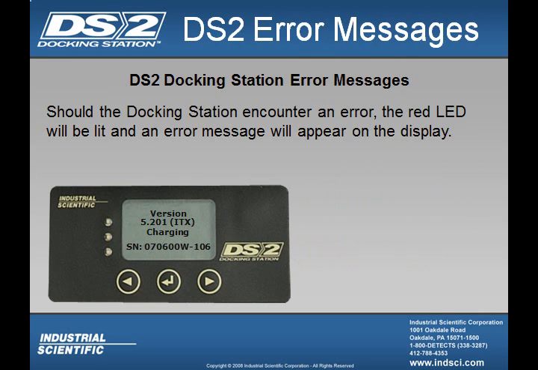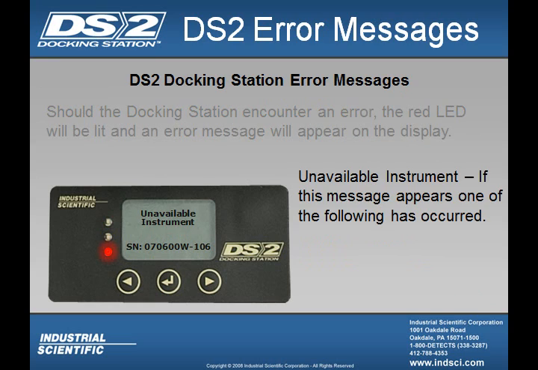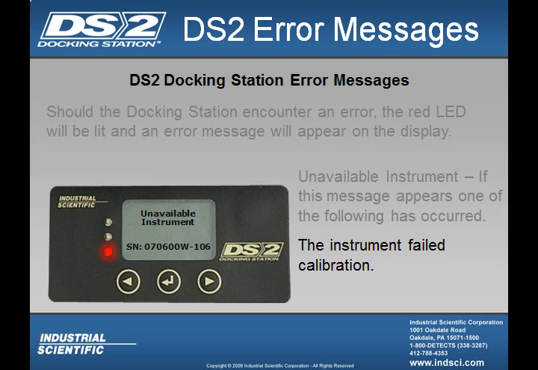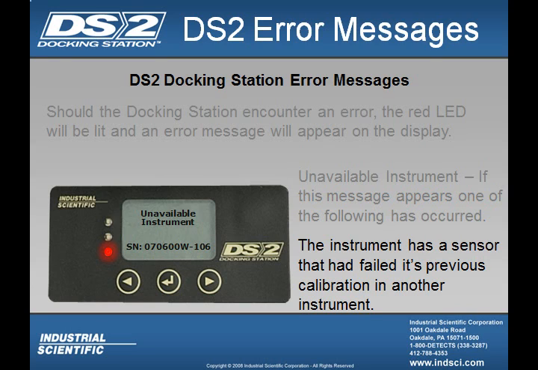Now, should the docking station encounter an error, the red LED will be lit and an error message will appear on the display. One of the errors I may encounter is unavailable instrument. If this message appears on your docking station's display, one of the following has occurred. The instrument has failed a calibration. The instrument has failed the zeroing process. Or that sensor that's in the instrument has failed a calibration in another instrument.